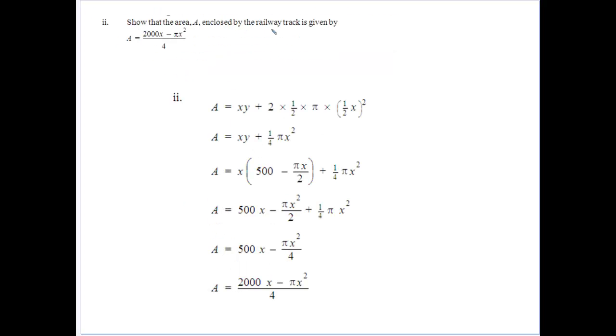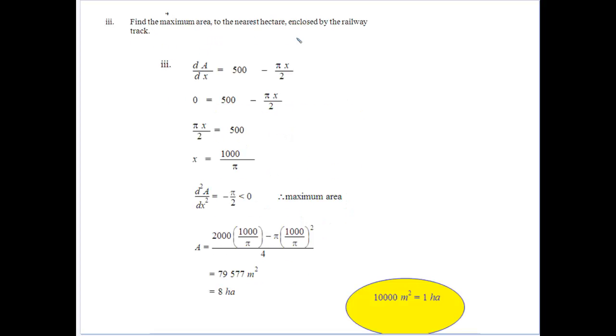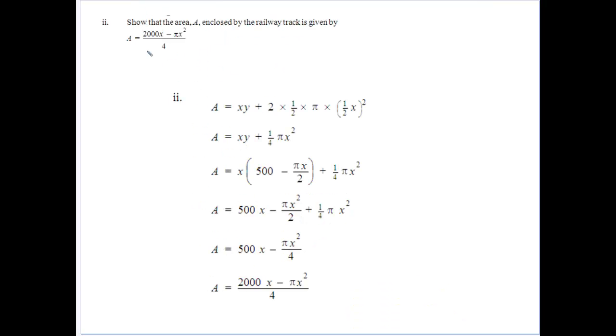So show then that the area of the track is given by that expression. So again, even if you can't get to this part, which might be hard for some people, you can do the next part, which is to find the maximum area. So that's why the questions are set up like this. That's what exam questions will look like.